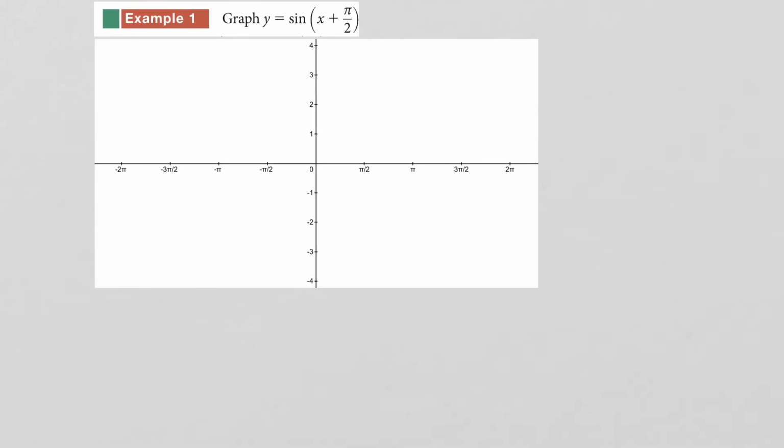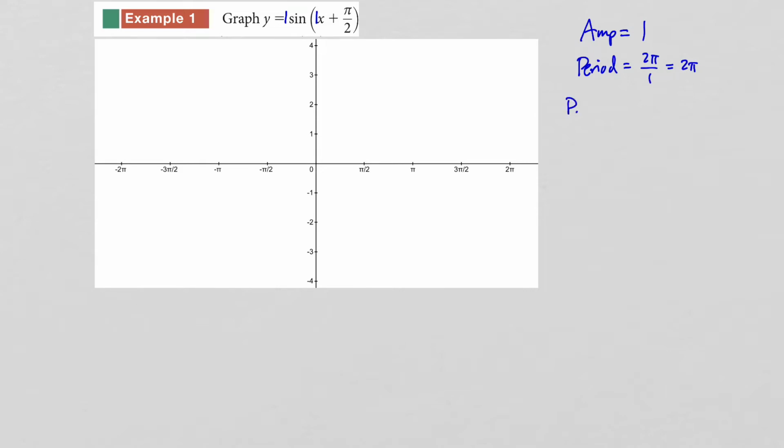We would like to graph the function y equals the sine of the quantity x plus pi over 2. So if I just take this at face value, I want you to notice that we have a 1 in front of the sine, that's our value of a, and we have a 1 in front of our x, that's our value of b. So we know that the amplitude of this graph will be 1, and we know the period of this graph will be 2 pi divided by 1, which of course is just 2 pi.